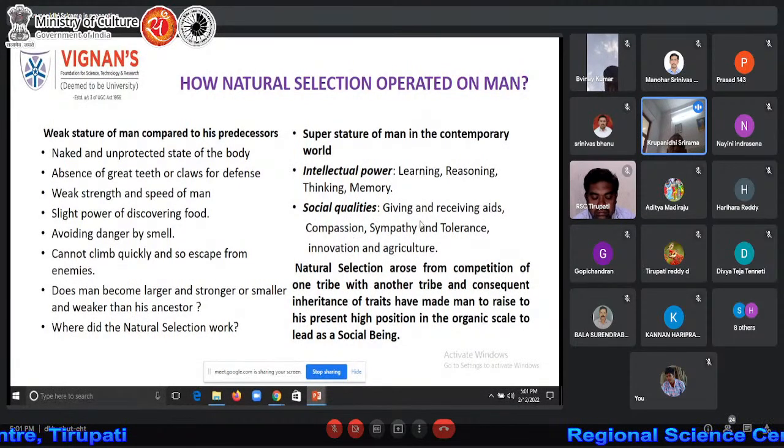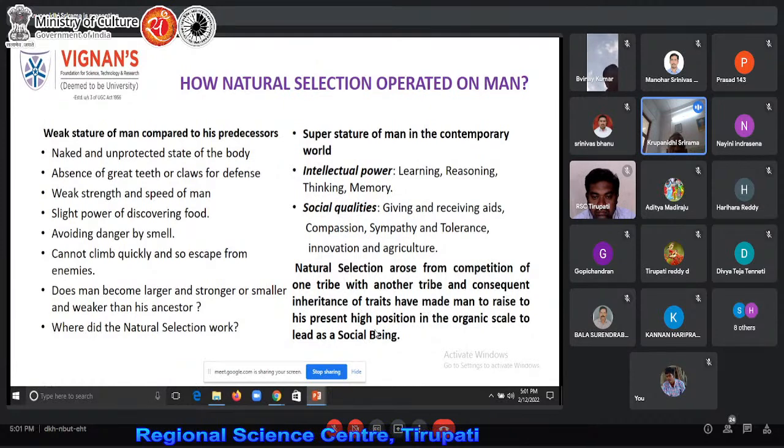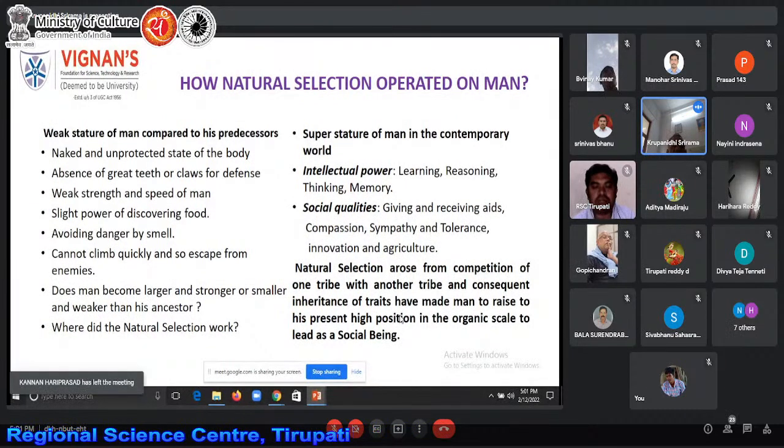This natural selection arose from competition of one tribe with another tribe. Once we see the neighbor's house, we improve our house. So from one tribe with another tribe, and the consequent adoption and inheritance of traits, man has risen to the present high position in the organic scale, to lead as a social being. Thus our existence follows the concept of natural selection propounded by Charles Darwin.